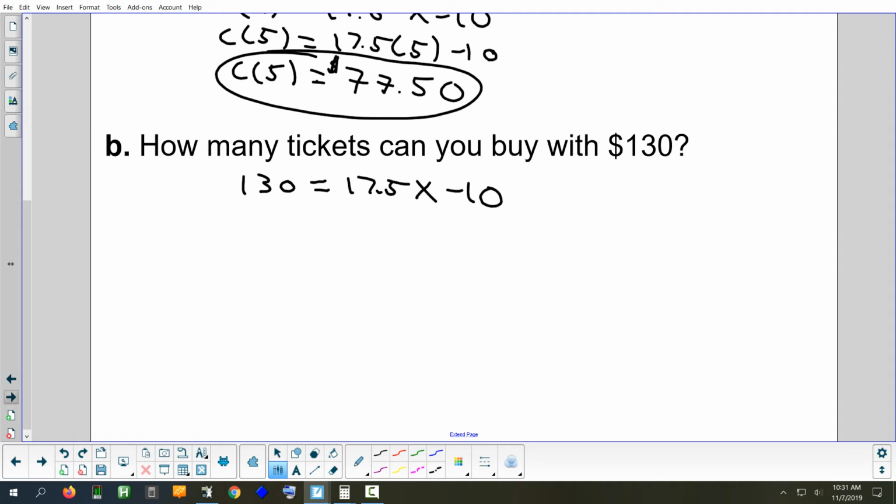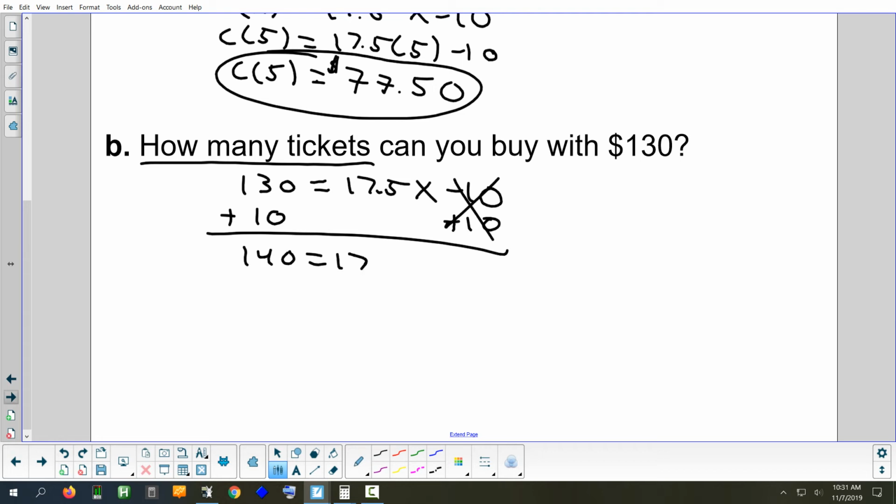Blake, what would be my first step to solve for x? Add 10 to 130. Yep. I'm going to add 10 on both sides, because remember, the question is how many tickets can you afford? We're going to solve for that x right now. 140 equals 17.5x. And Maya, what would my last step be to get x by itself? You need to divide. Yep. What would you divide by?